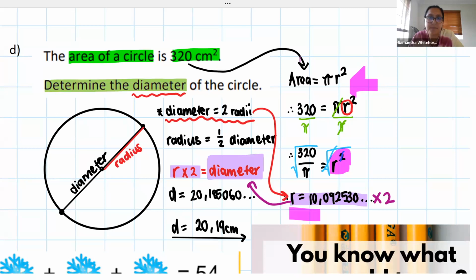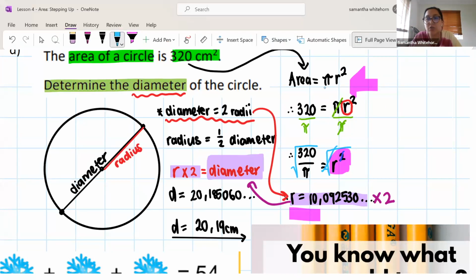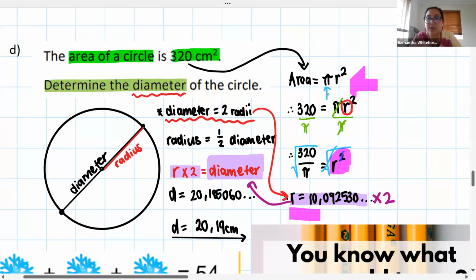Tatenda? Hello, ma'am. Hi. Yes, ma'am. I took 320 to square root. Okay, but remember, you have to divide by pi first. Oh, okay, ma'am. I understand. Okay. So guys, what Tatenda said there, pi is essentially your coefficient. So we need to get rid of that coefficient first before we do the square root.